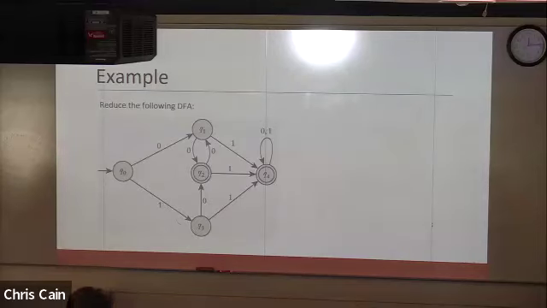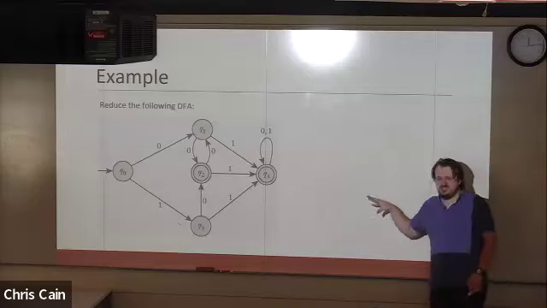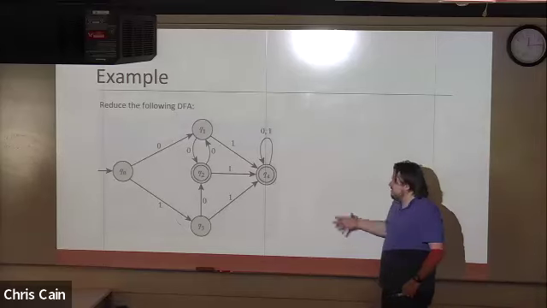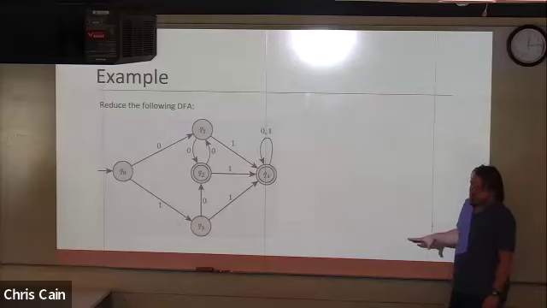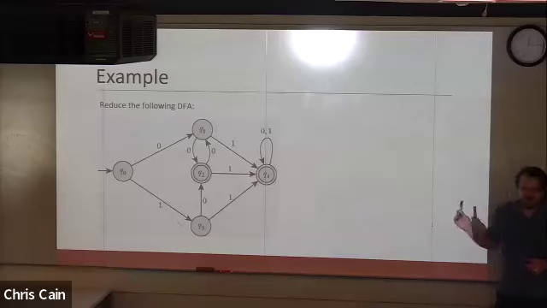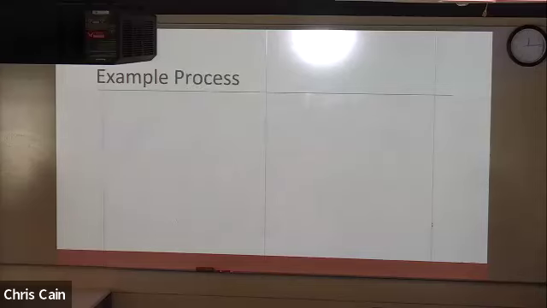Here's our example. The question for this would be either "reduce the following DFA" or "can the following DFA be reduced?" If you have questions in that kind of wording, then you're going to want to use this process or this algorithm to go through and find whether there is a DFA with fewer states. So we are going to attempt to find all of the distinguishable pairs in this DFA. So let's walk through the process a little bit.